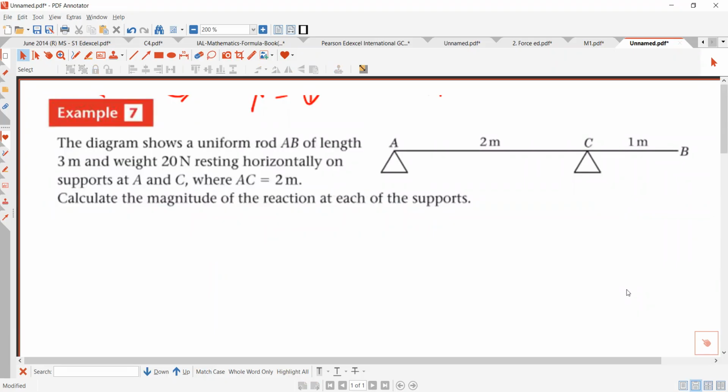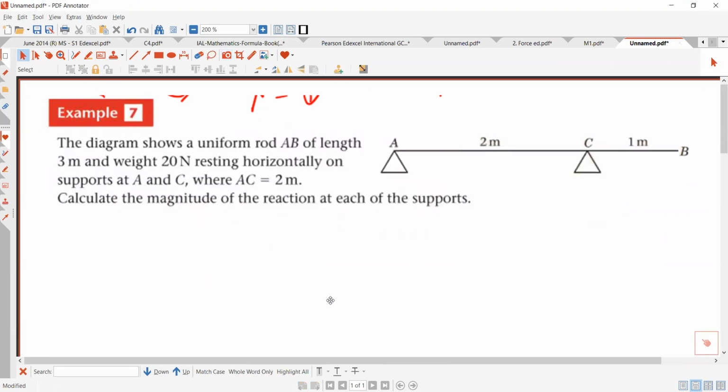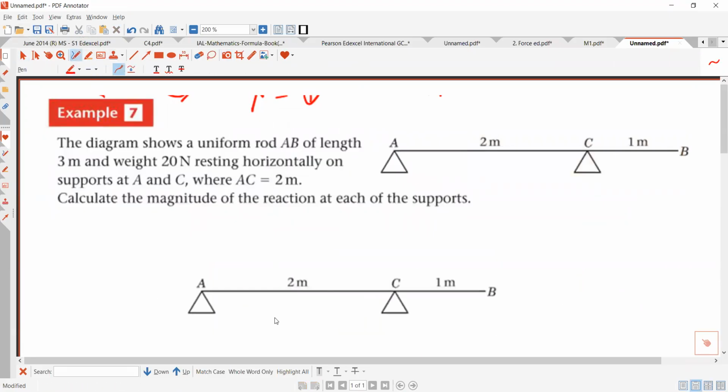Focus, okay, everyone. The first thing you guys should do is draw the diagram. I already have a ready-made diagram, so I'm just going to paste it over here. The first thing you should see is reaction. Reaction applies an upward force on the plank.